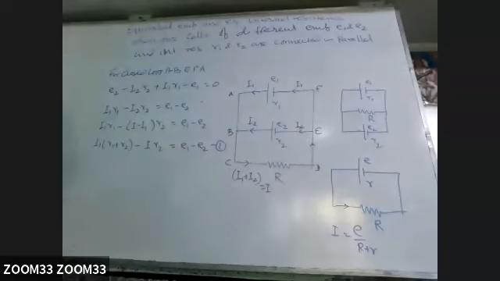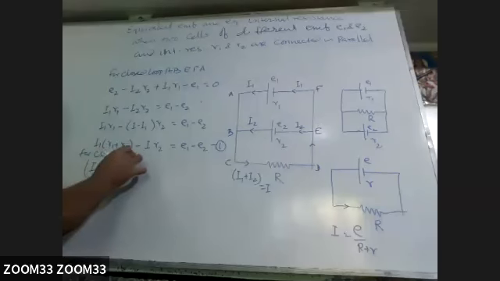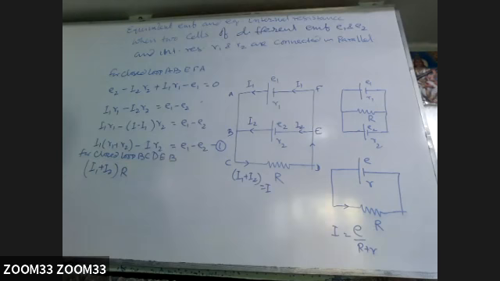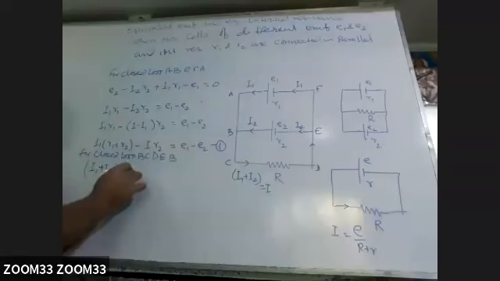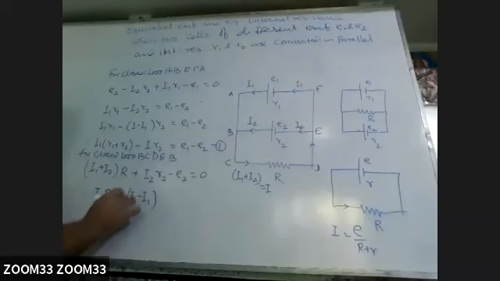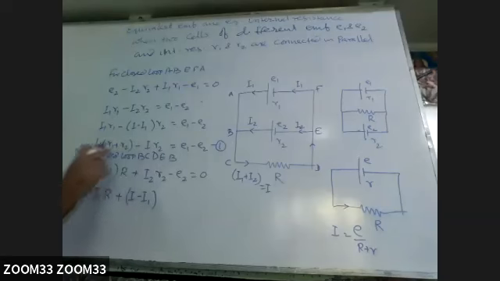Now for this one, what will be? We'll start from here. I1 plus I2 into R. Okay, for closed loop B, C, B, E, B. I1 plus I2 into R. Now, this one. Is it correct? Yes, sir. So this I1 plus I2 we will write as I, and this is I minus I1. Right? Here we have taken I1 and I.